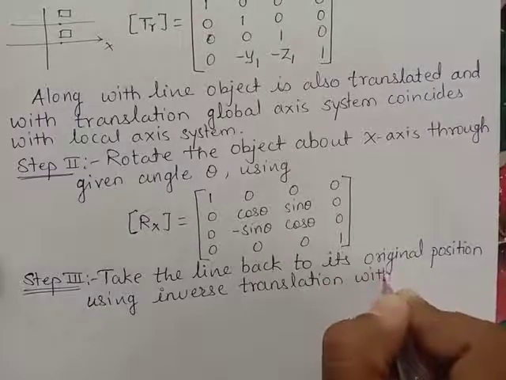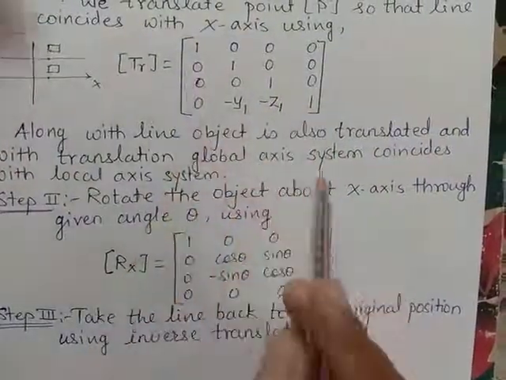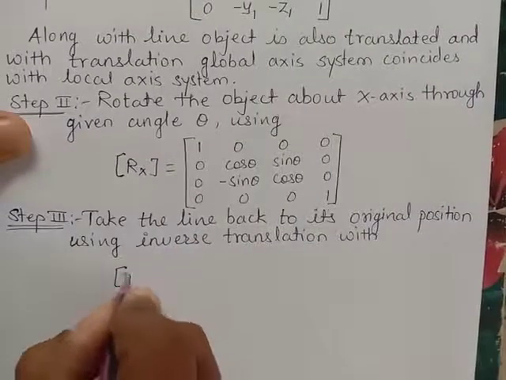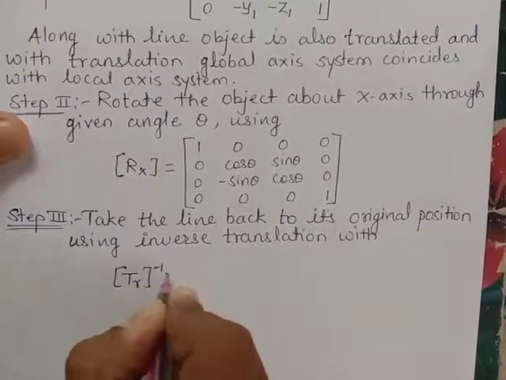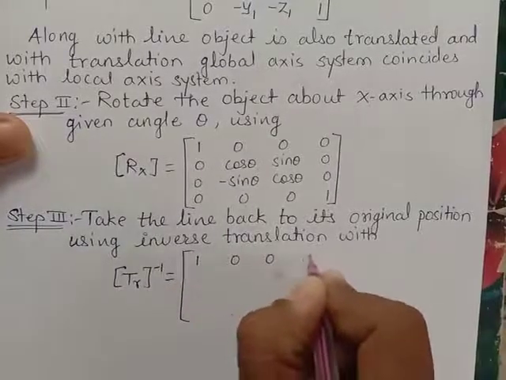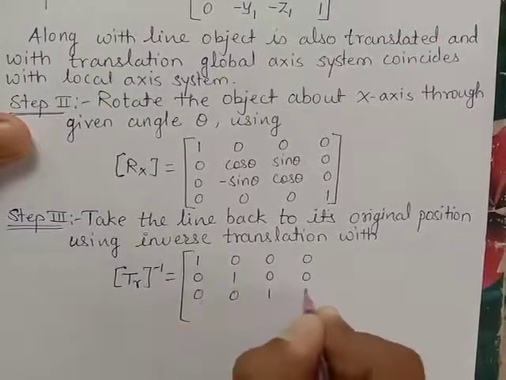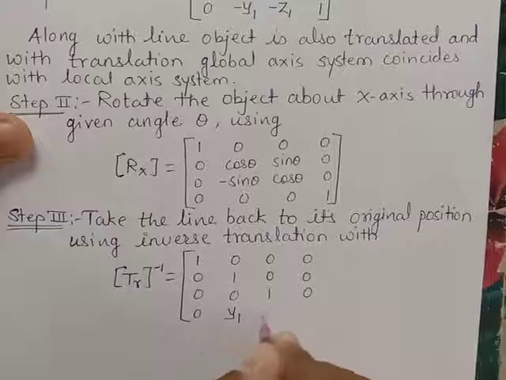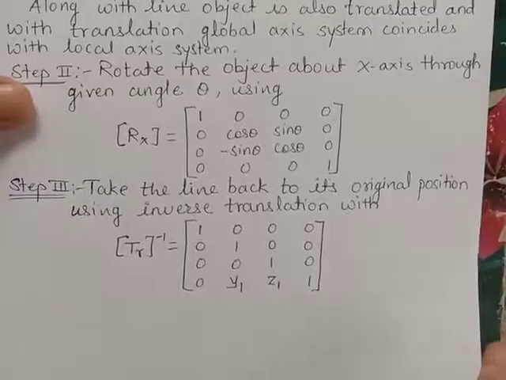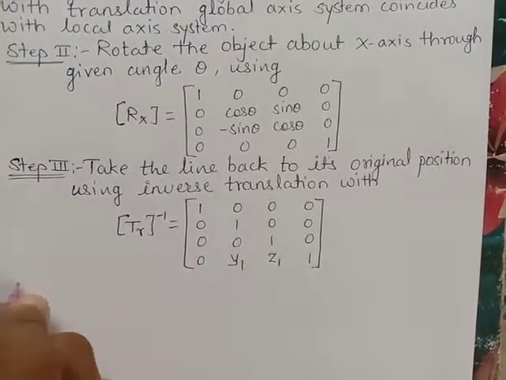What is inverse translation? Here we have the matrix of translation. You know what the inverse of it is; we have seen that in the previous chapter. The inverse of translation is the matrix 1 0 0 0, 0 1 0 0, 0 0 1 0, 0 y1 z1 1. This is the matrix of inverse translation here.